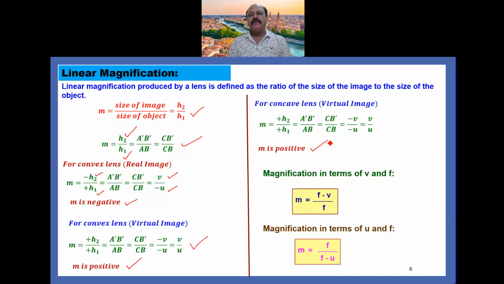There are two more formulas of the linear magnification, that is in terms of V and F. The first one is m equal to F minus V upon F, and in terms of U and F, m equal to F upon F minus U. And these two formulas you can find out by using the lens formula, 1 upon F equal to 1 upon V minus 1 upon U. So on both the sides you multiply by V when you are going to find out the magnification in terms of V and F, and multiply by U if you are finding the formula in terms of U and F. And finally you will get these formulas. So remember it.